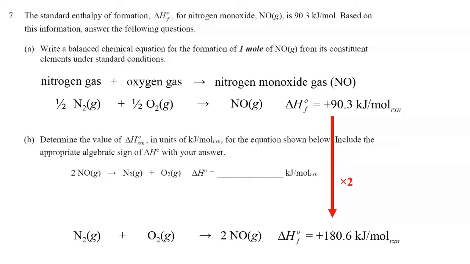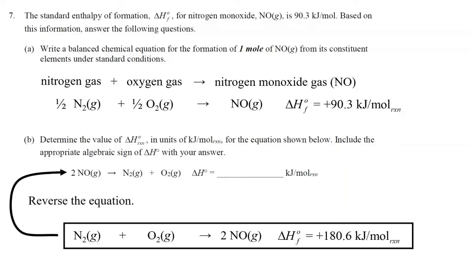So the delta H is connected to the coefficients. So if you double each and every coefficient, you also double the magnitude of delta H as well. So now I have positive 180.6 for this particular equation. And the difference between what I just wrote and what they gave me in part B is that it's reversed. It's in the opposite direction.